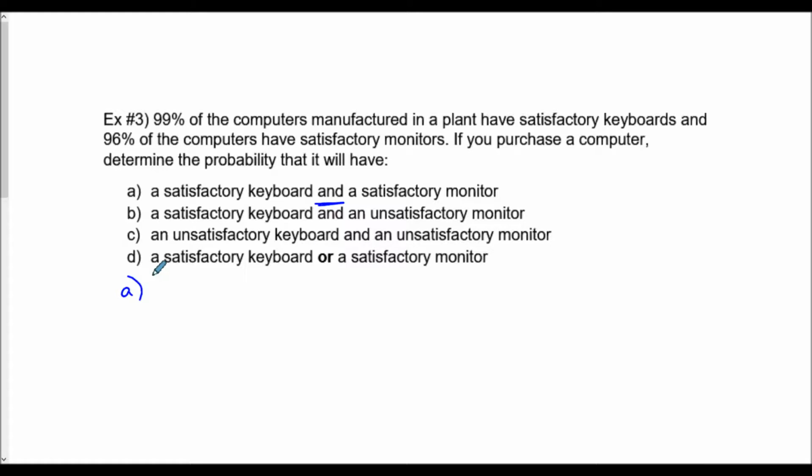So for A, satisfactory keyboard is 99%. Of course, 99% is going to be a lot easier to deal with as a decimal. And we multiply it by the probability of having a satisfactory monitor, which is 96%. You multiply them together, and you'd have 0.9504, which absolutely will be 95.04%.